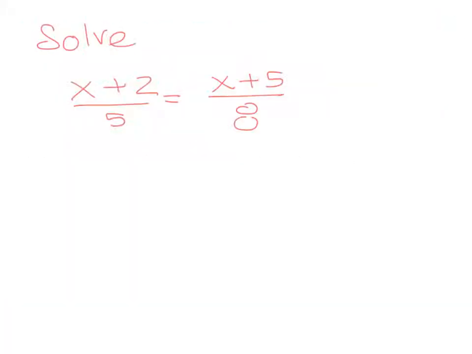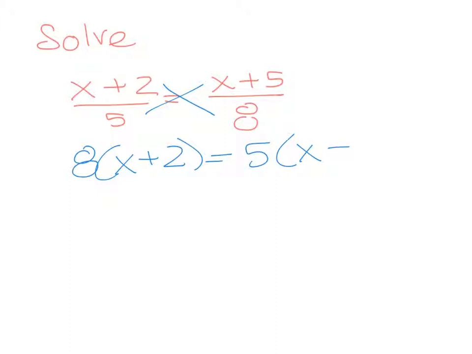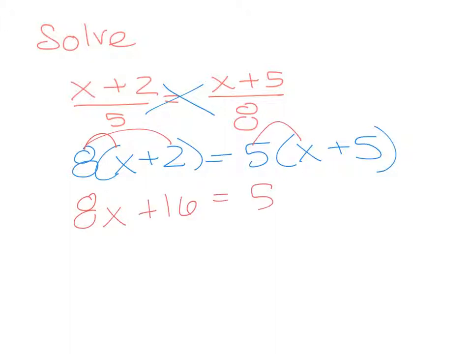So for example, let's say you have the proportion x plus 2 divided by 5 equals x plus 5 divided by 8, and I ask you to solve this. So you would first do cross multiplication. We would take the 8 and multiply that to the x plus 2. We would take the 5 and multiply that to the x plus 5. I'm using parentheses because you will be required to distribute the 8. And you will be required to distribute the 5.